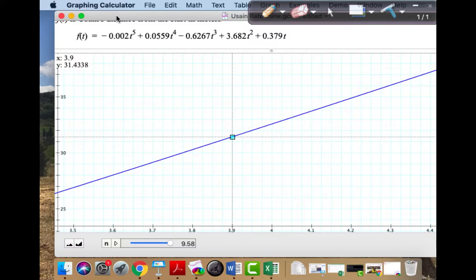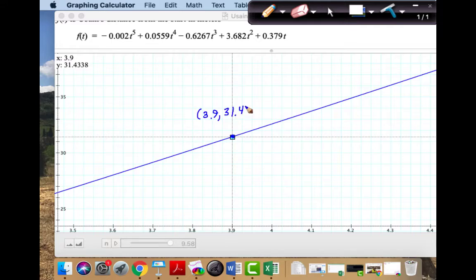If I wanted to compute a speed, we were talking about the slope of this. So let me just, I think I can get this to work on this aspect today. So at this point, 3.9, 31.44. I've got a point here, 3.9, comma, 31.44. And this is at 3.9 seconds into the race, he was 31.44 meters from the starting line.